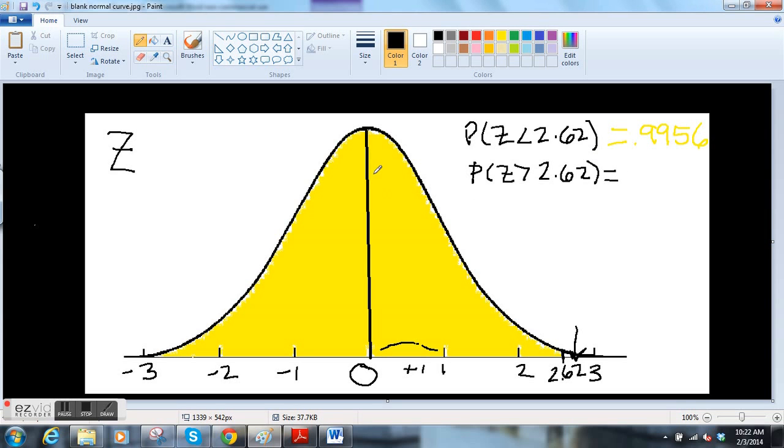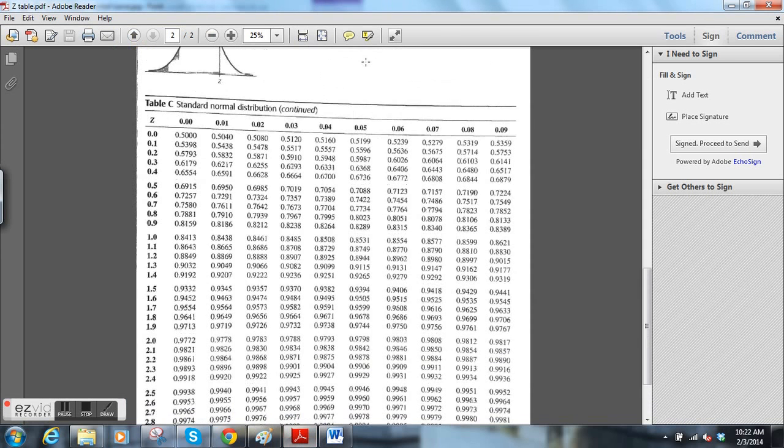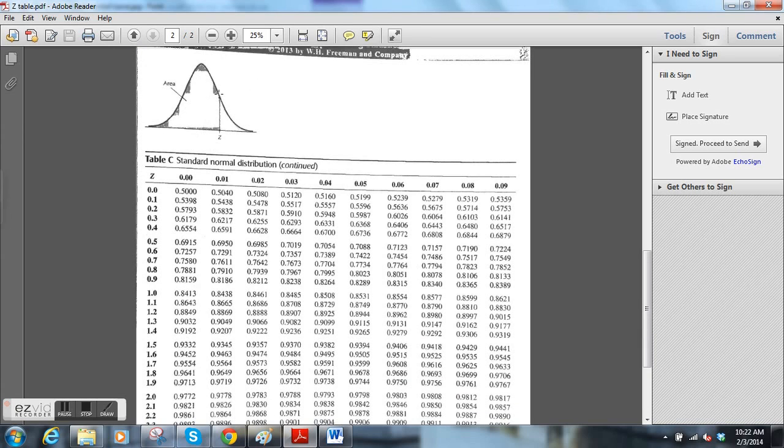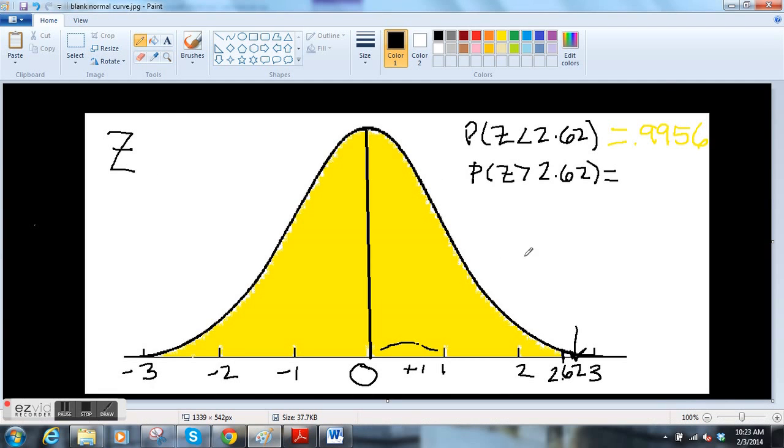The reason I put this problem in there is that this table always gives you the less than area. It gives you the area to the left. So if you want the area to the right, if we want this part of it, we have to subtract. So we use our complement rule. 1 minus 0.9956 equals, brilliantly, 0.0044.